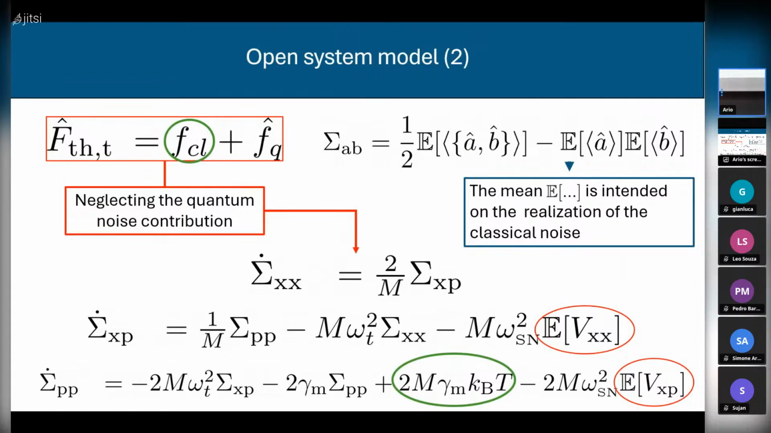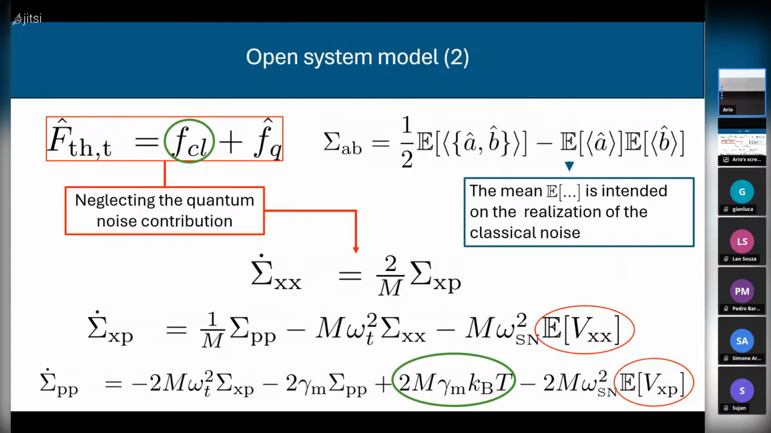Another thing that has been done in the literature is the following. You divide this noise into a classical part and a quantum part. You put your system interacting with a thermal bath with some temperature that is giving you this classical noise, and at the same time it is interacting also with a bath at zero temperature that is giving you this quantum term, this FQ here.